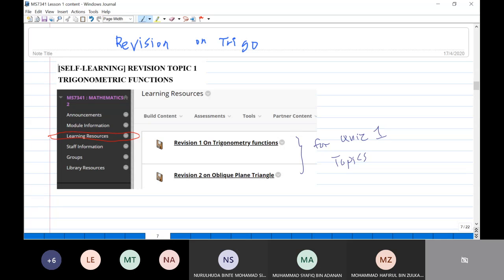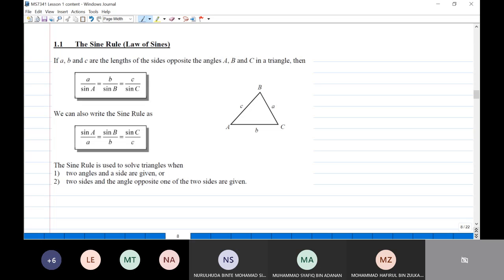This is for the quiz 1 topic, in learning mode. You can get into learning mode under learning resource. The first 2 topics you will see this. The information I showed you just now was inside this slide, inside the note there. This is also inside the note.